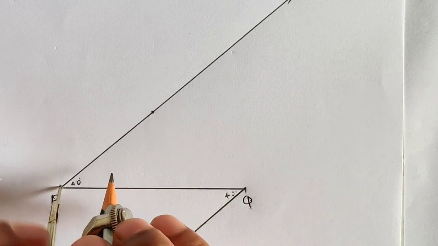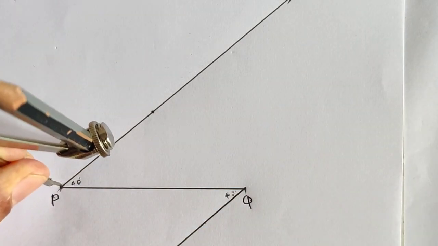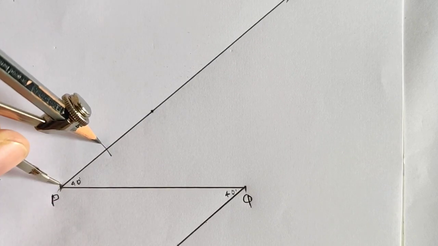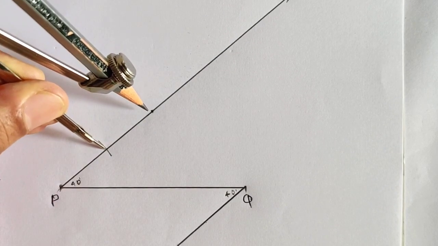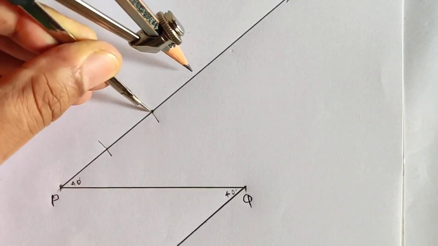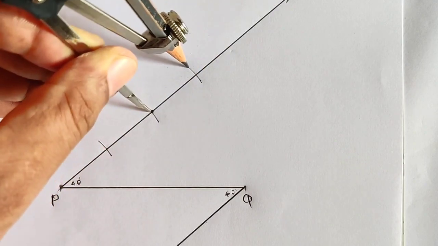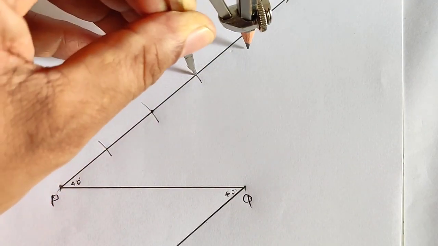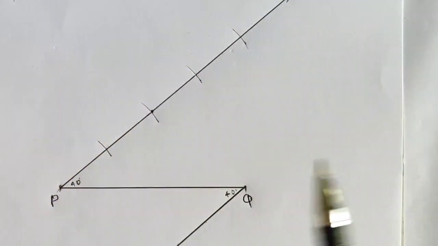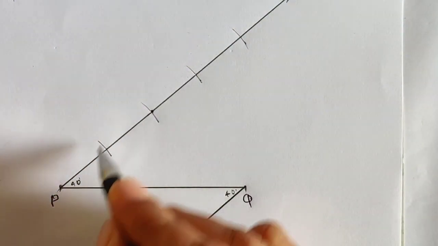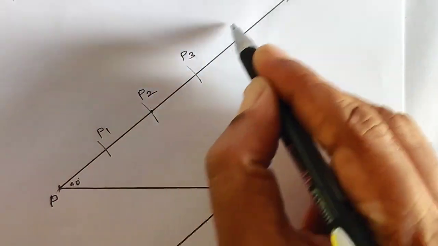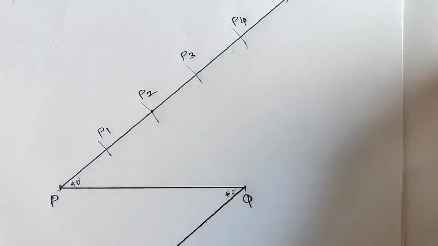P पे रखने का है देखो. P as a center. We have to divide into how many parts? 4 parts. So 1. Draw the arcs. 1. Then second one. 2. 3. And 4. So if divide into 5 parts, then draw the 5 arcs. So these points, let it be, here P is there, therefore P1, P2, P3 and P4.